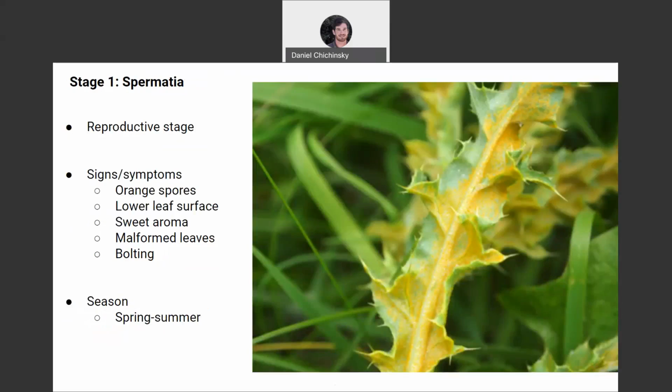Stage 1 is called the spermatial stage. This would be the reproductive stage in the life cycle. Signs and symptoms include orange spores on the lower leaf surface of the plant. It emits a sweet aroma that might be linked to insect attractants. You also see malformed leaves as well as stem bolting. The season for this spore stage would be early spring to summer.